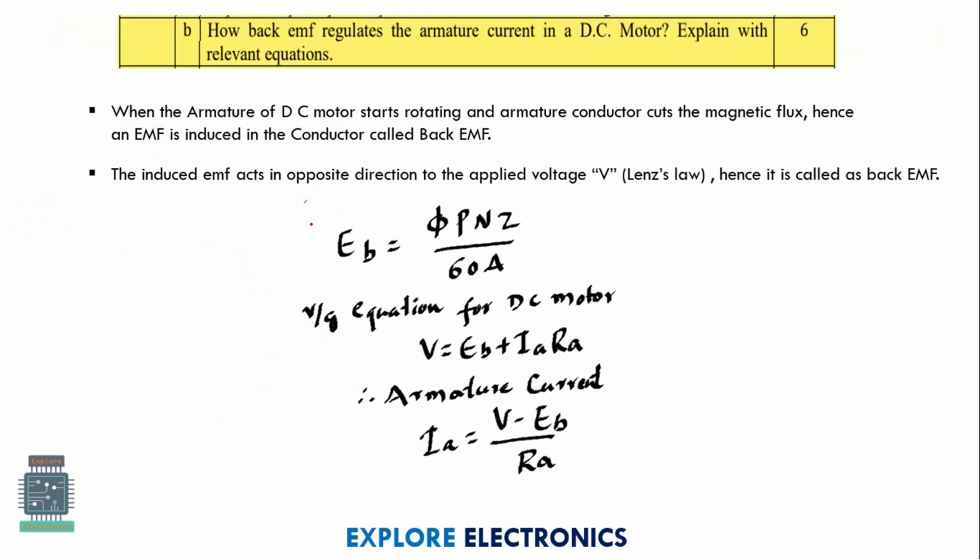Then how back EMF regulates the armature current in DC motor, explain with relevant equations. So here, how back EMF regulates the armature. So first you need to explain what is back EMF, and then you need to write the relevant expressions for that. And since it carries 6 marks, your theory answer fetches you 2 to 3 marks, and then your expression and the remaining explanation carries 3 marks.